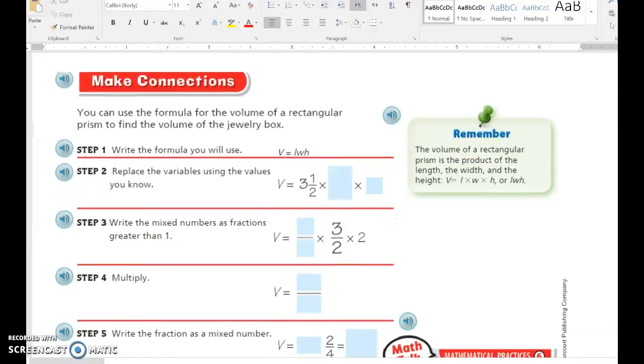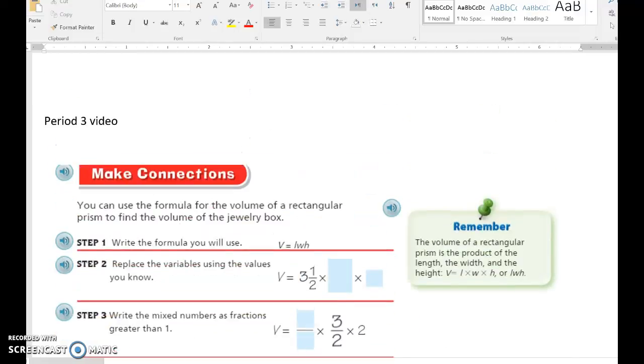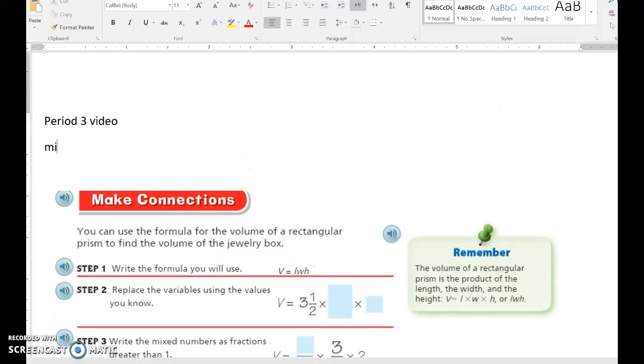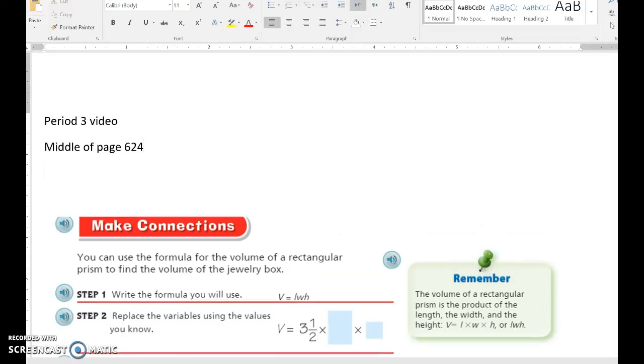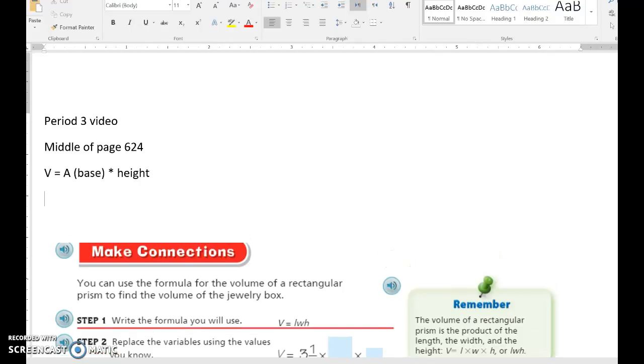Okay, so period 3 is picking up in the middle of page 624. Again, this is the middle of page 624. And the basic idea that we came up with from our cube activity is that volume is basically the area of the base, which in the case of a rectangle is length times width, times the height. So in a rectangular prism, the volume is going to be length times width times height.